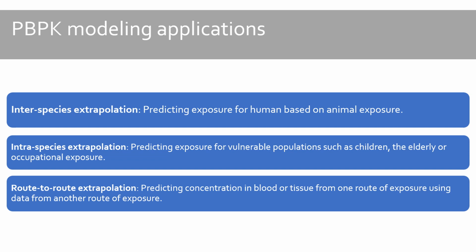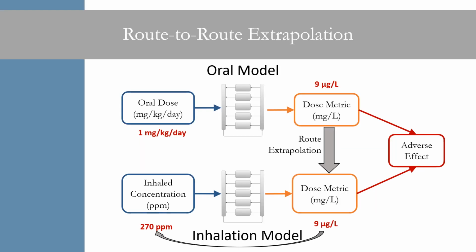So now, another application is route-to-route extrapolation, which is predicting concentration in blood or tissue from one route of exposure using data from another route of exposure. So if we know, for example, the oral dose that corresponds to an adverse effect, we can run a simulation to calculate the relevant internal dose metric. And to apply route-to-route extrapolation, we can use reverse dosimetry to determine the inhaled concentration that leads again to the same internal dose metric. This inhaled concentration is therefore expected to lead to the same adverse effect. So it's exactly the same principle as the two previous examples that I gave.